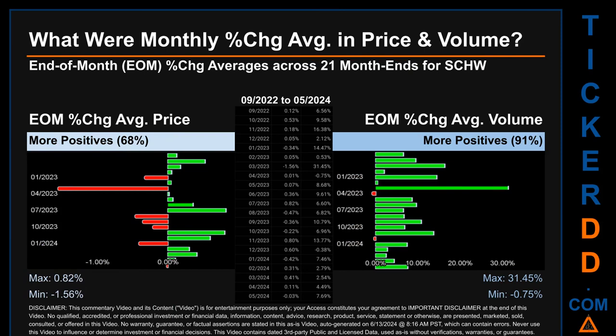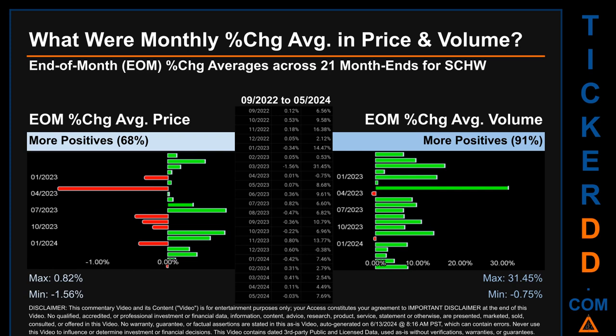What were end-of-month percentage change averages in price and volume for SCHW? The monthly average of percentage change in price and in volume were calculated for each of the 21-month ends. That calculation took daily percentage changes and averaged them for each given month. If a month end came out negative, then it means that the month summarily saw a negative change.